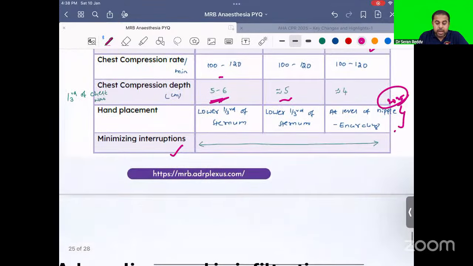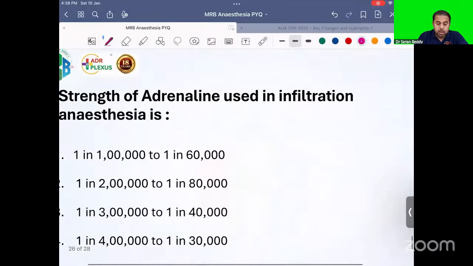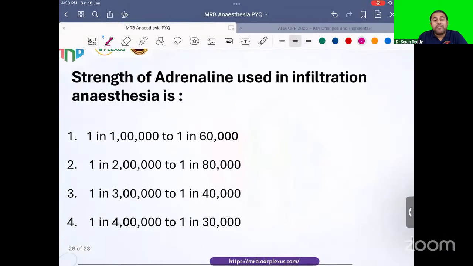Okay. Then the strength of adrenaline used in infiltration anesthesia. Again, this was a question which was asked in MRB, NEET-PG, and anaesthesia also. Pick the closest one. Yes, very good. All of you get it right. 1 in 2 lakh to 1 in 80,000.